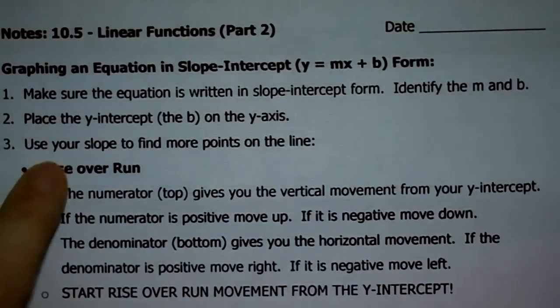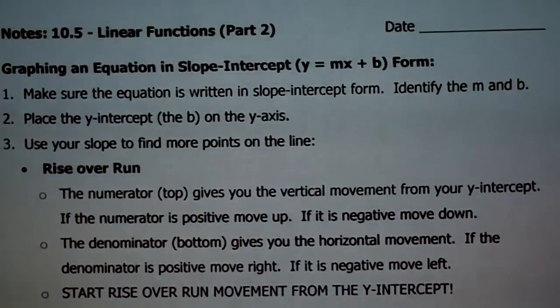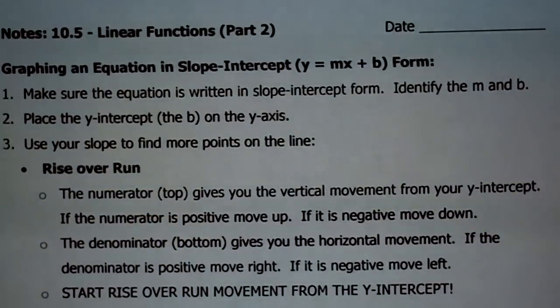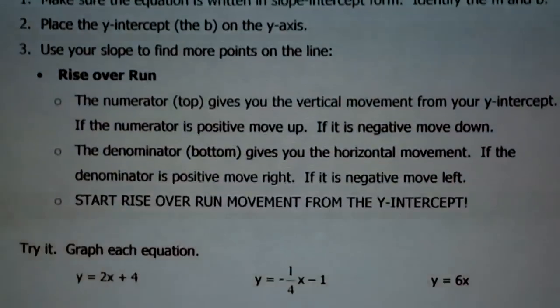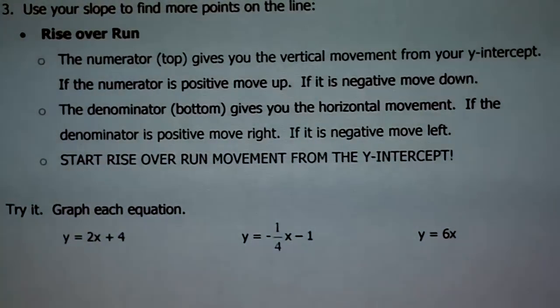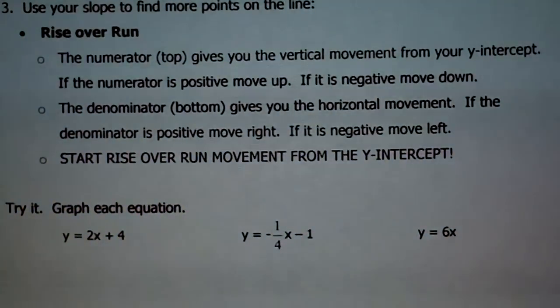So as far as rise over run goes, I know that you have dealt a lot with positive slopes, but in previous lessons we learned how to graph the negative slopes. So just remember that the top number, the numerator, tells you your vertical movement. If your top number is positive, you're going to go up. If it's negative, you're going to go down. The denominator, the bottom number, tells you your run. So if your bottom number is positive, you'll go right, and if it's negative, you'll go left. Remember to start all your movement from the y-intercept.